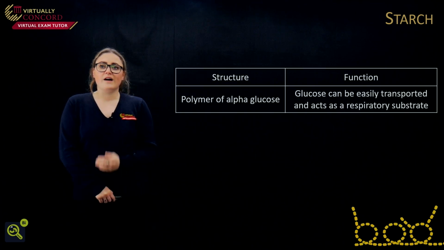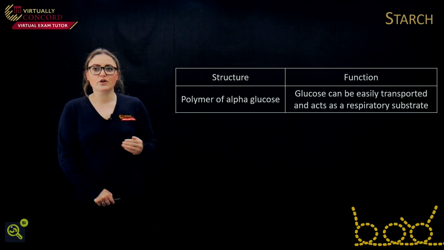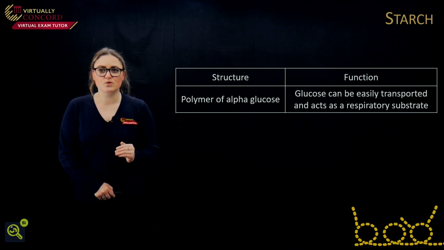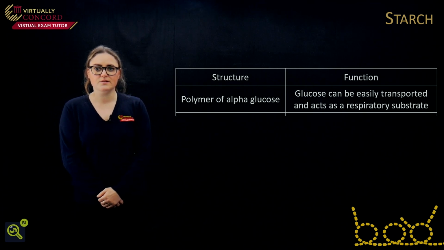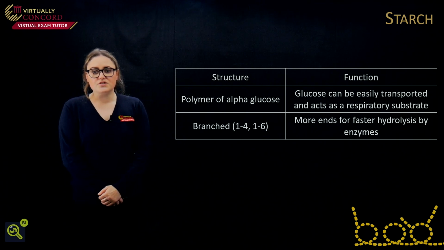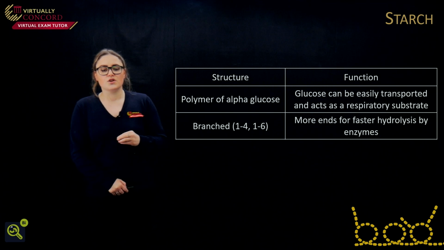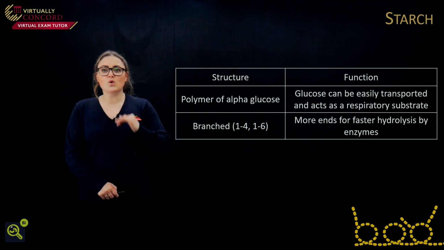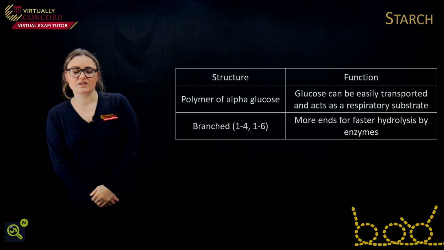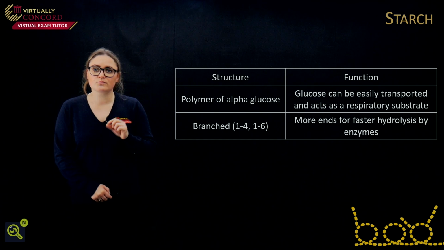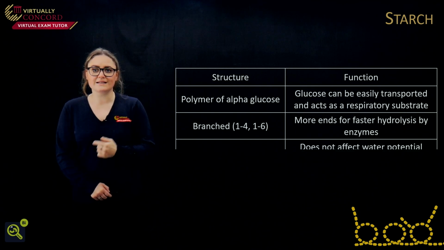So it's a polymer of alpha glucose. This means when the glucose is hydrolyzed, it's easily transported and it can act as a respiratory substrate. Okay, it's branched, so it has both 1 to 4 and 1 to 6 glycosidic bonds. So because it's branched, it means that there are more ends available for the hydrolysis by enzymes. Okay, so those glucose molecules can be broken off quite easily.